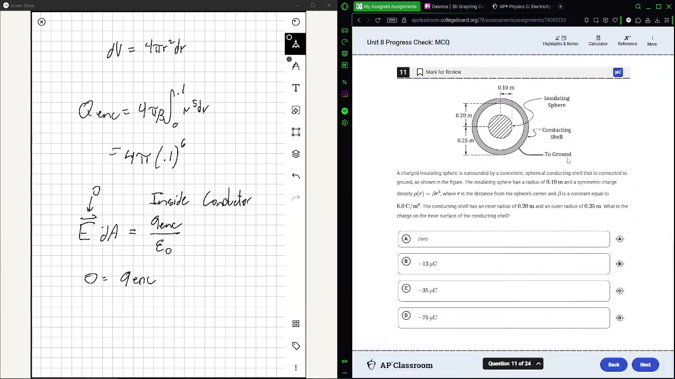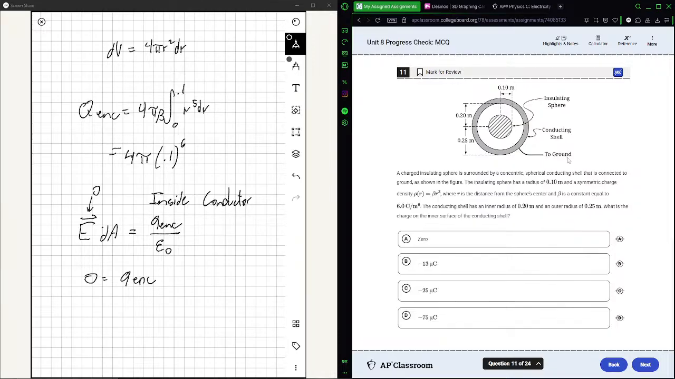So in this case, let's say we make some imaginary Gaussian sphere and it's right smack in the middle of the conducting shell. That means that the enclosed charge is going to be equal to the charge enclosed by that insulating sphere plus the charge enclosed on the surface, the inner surface only of the conducting shell.